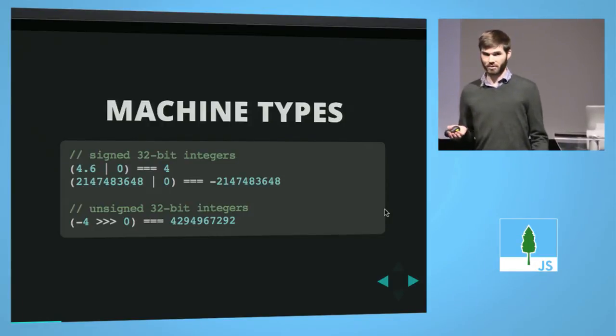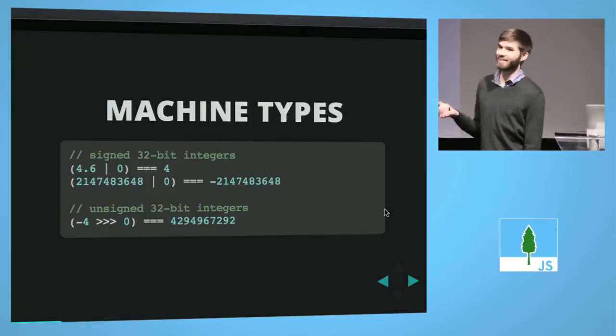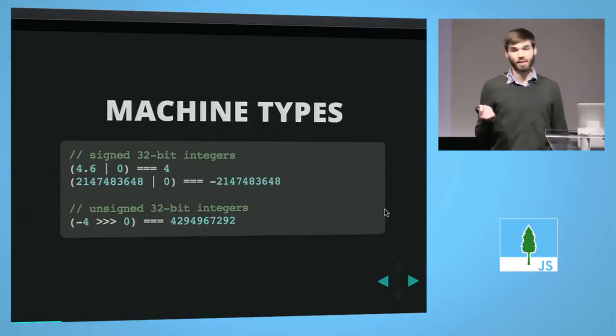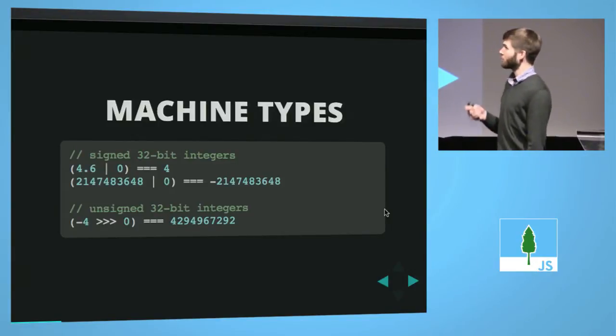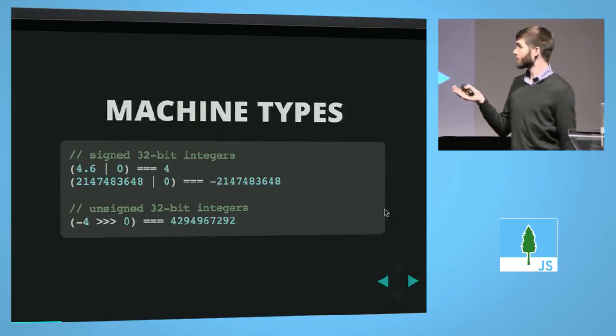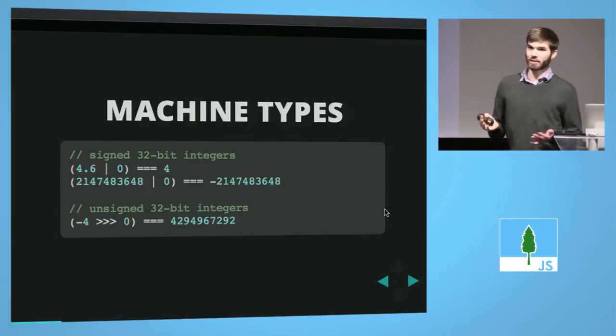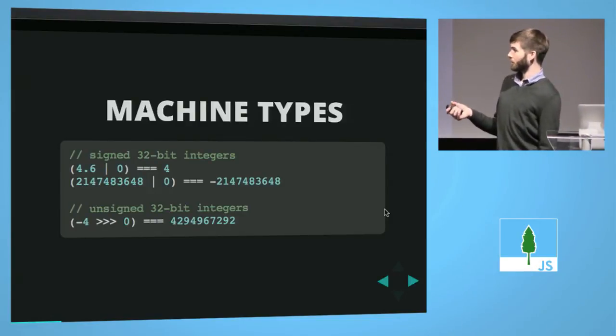I mean, that's weird, right? But it turns out that in the spec, the bitwise OR operator says the engine has to return a 32-bit integer. So if you do 4.6 bitwise OR 0, you get back 4. So it kind of looks like it's just rounding it down, but it's actually working with a 32-bit integer.